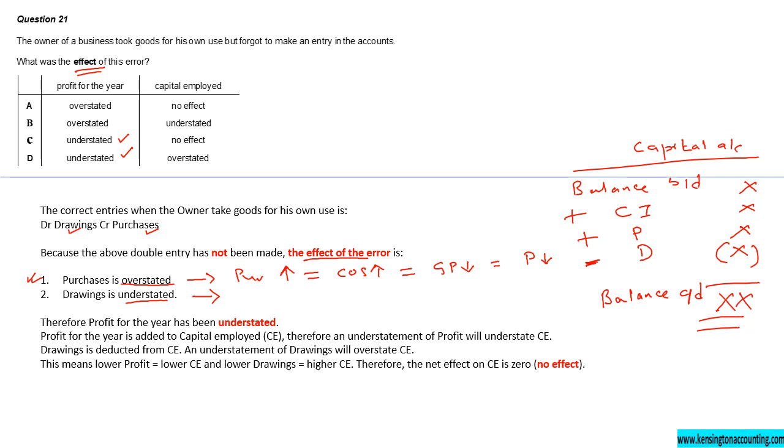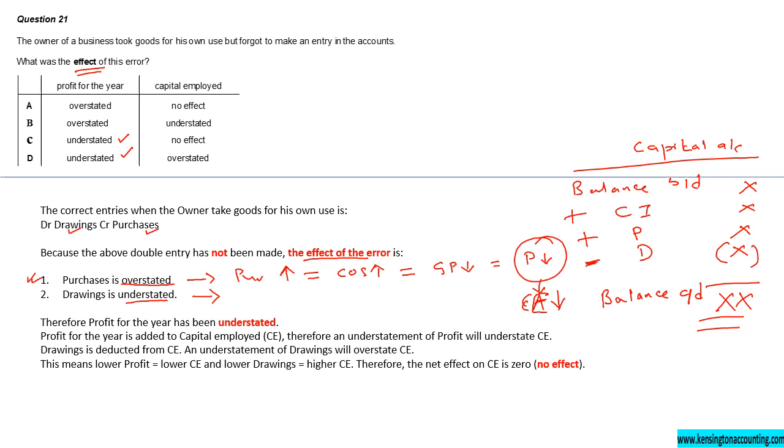Now the effect of lower profits here would mean what? It would mean, because profit is added, the capital account will be lower. So the effect of item number 1 is that the capital employed will be understated.